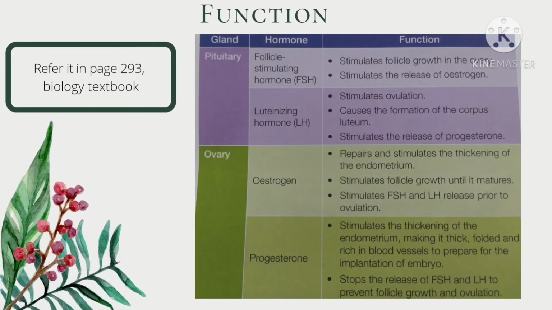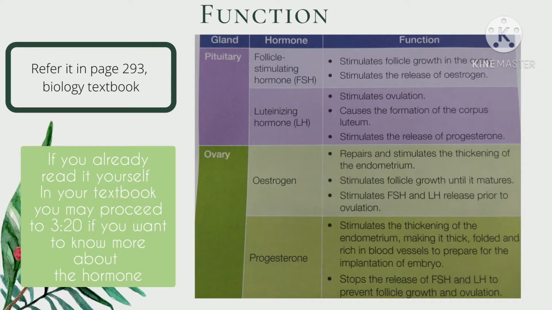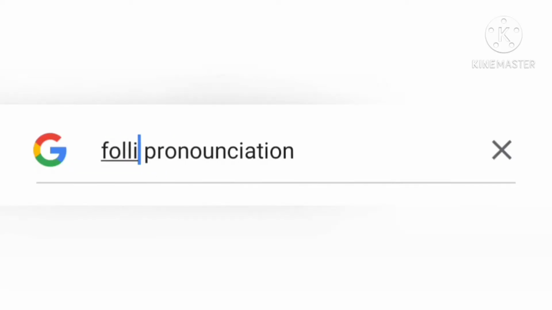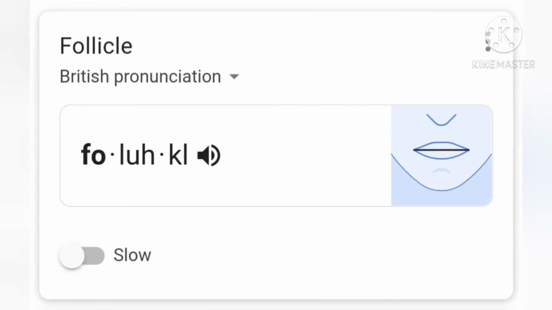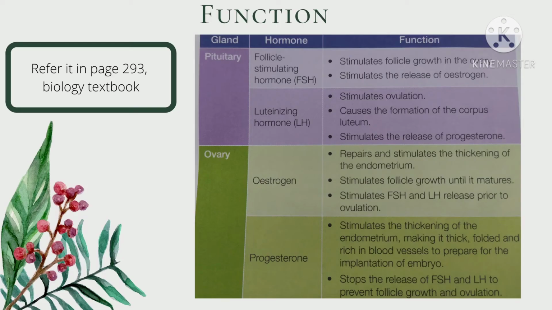Now proceeding to the functions of hormones in menstrual cycle. There are 4 hormones that are involved in this menstrual cycle process. First, follicle stimulating hormone, or also known as FSH. The second hormone is luteinizing hormone, LH. The third is estrogen, and the fourth is progesterone.